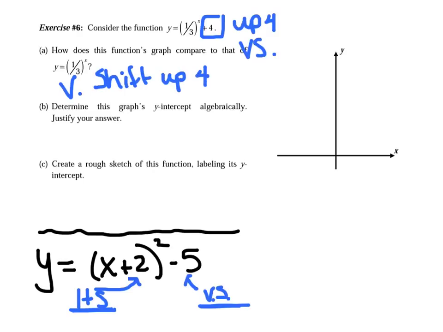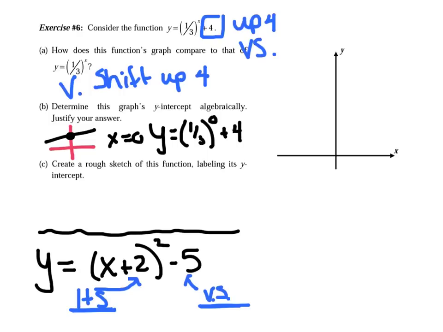Part B, determine your graph's y-intercept. Okay, and again, if you ever forget, just make a quick sketch. If you have a y-intercept, you cross the y-axis, that means your x value is 0. So I'm just going to carefully plug it in. I got y equals (1/3) to the 0 plus 4. Now remember, anything to the 0 doesn't disappear. It turns into the number 1. And 1 plus 4 is 5. So that means this graph is going to cross at (0, 5). And let's just get that labeled, (0, 5).